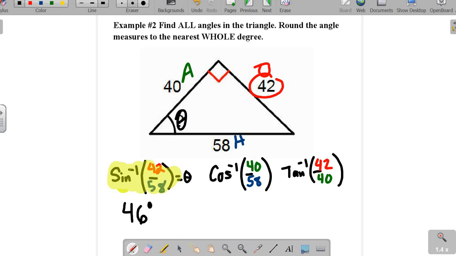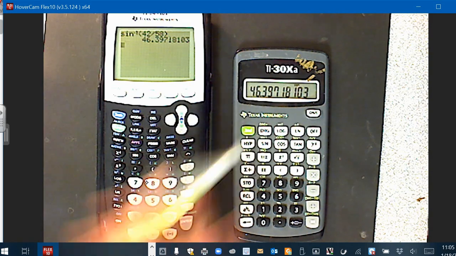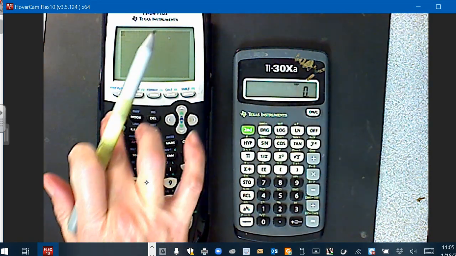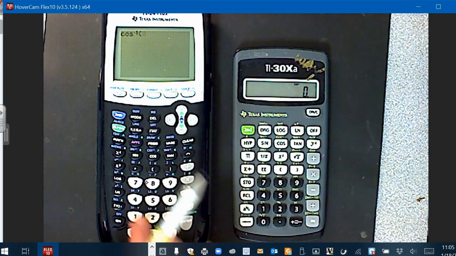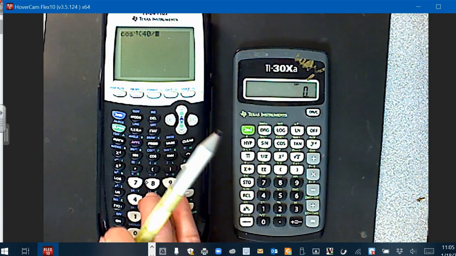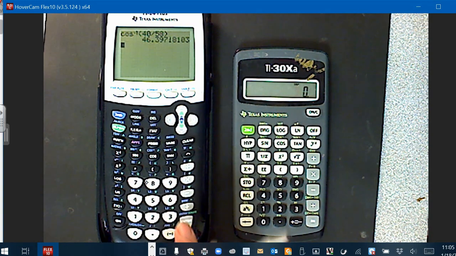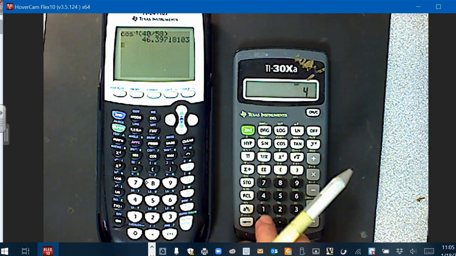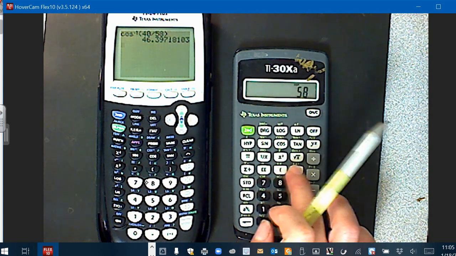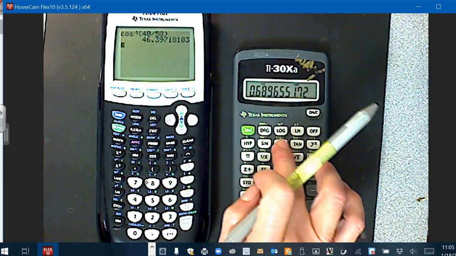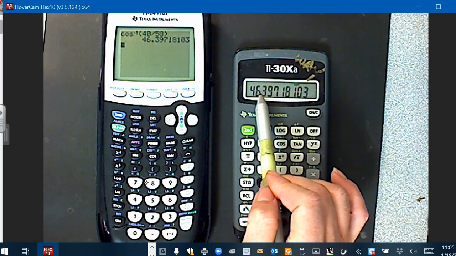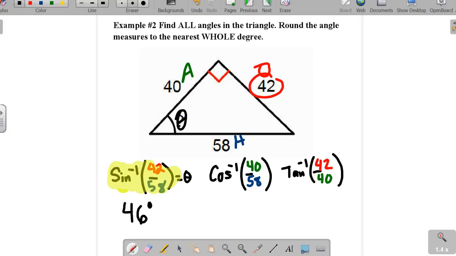Inverse cosine, 40 over 58. Second function, cosine, 40 divided by 58. Looky there, same thing. This one, ready? 40 divided by 58. Enter second function, cosine. The exact same thing, 46 degrees.